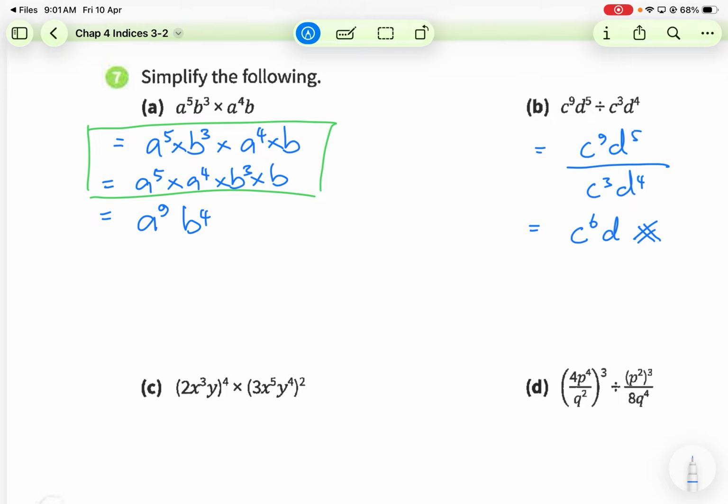So it will be 2 times 2 times 2. Because when we multiply this bracket 4 times by itself, your 2 will also multiply by itself 4 times. Yeah. So same for your 3.